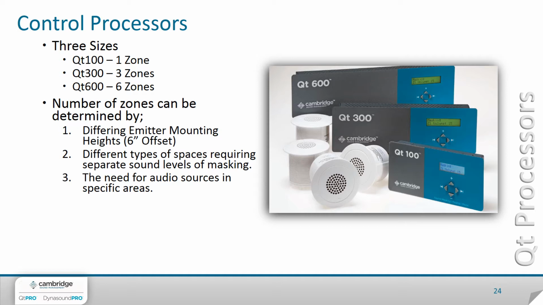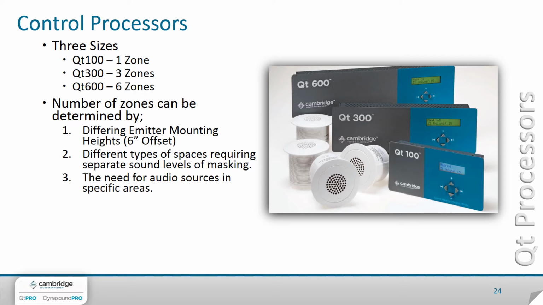Different types of spaces where sound masking is present also require separate zones in most cases. For example, large open offices will need a higher sound masking level than a group of private offices. In order to adjust these two areas independently, 2 zones would be required.